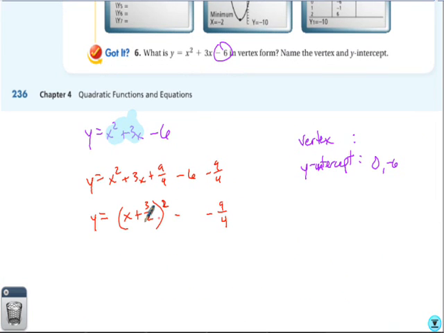So I'm going to change 6 so it has a common denominator. That's just 24/4. So then this down here is y equals x plus 3/2 squared minus 33/4. We got the y-intercept at 0, -6, and the vertex is now -3/2 and -33/4. Ugly numbers, sure, but they work. Sorry about the mix-up there.